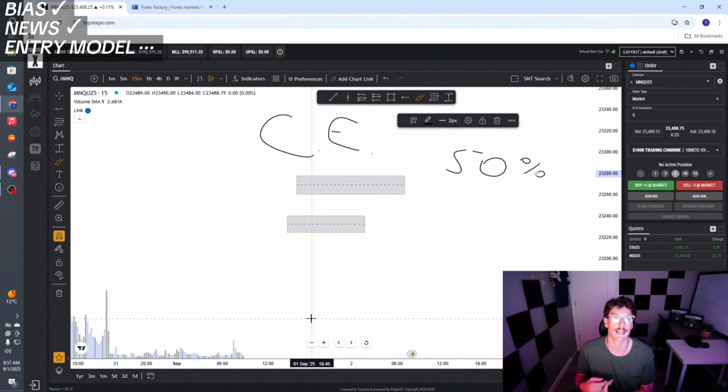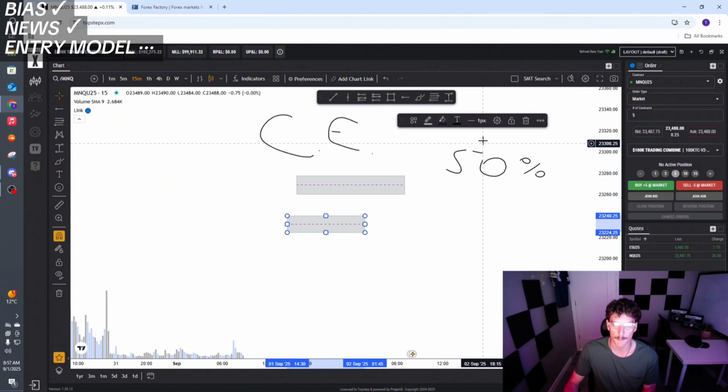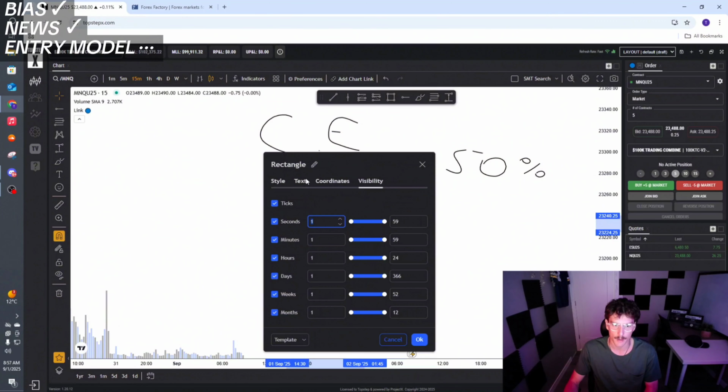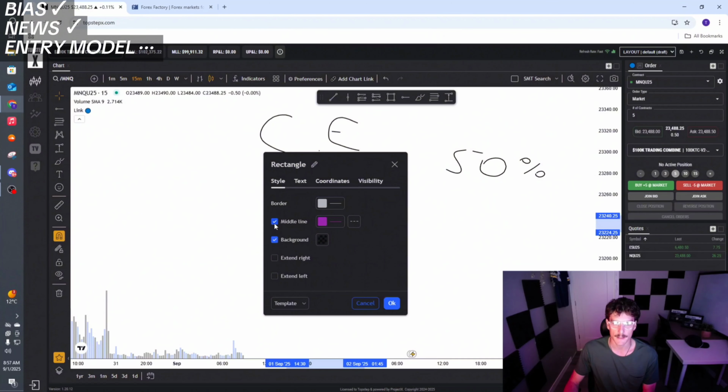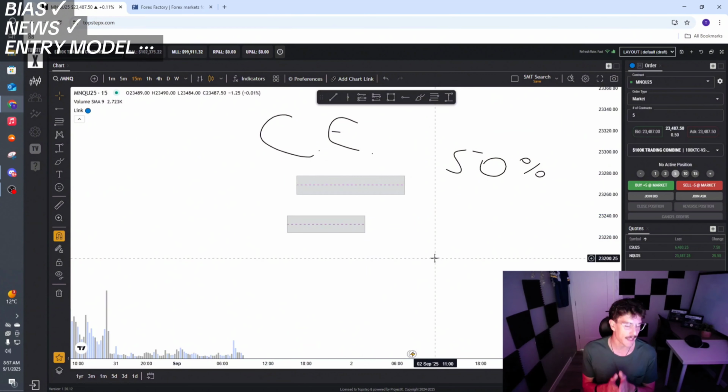So CE stands for consequential encroachment. And I have it marked out on my fair value gap here. If you guys want to do the same, you can just open up your fair value gap, hit this gear here, and then go to visibility, style, and then tick on this middle line. So that is what is 50%. So this is the absolute bread and butter of my entry model. If I don't see this, I am not in a trade, right? I got to see a perfect example for it for me to even enter a trade.